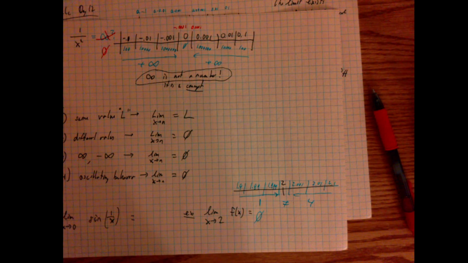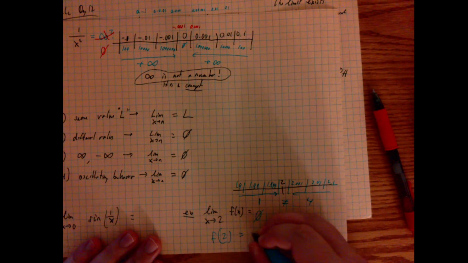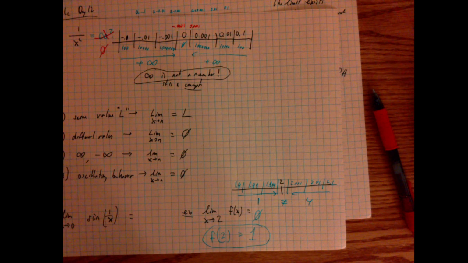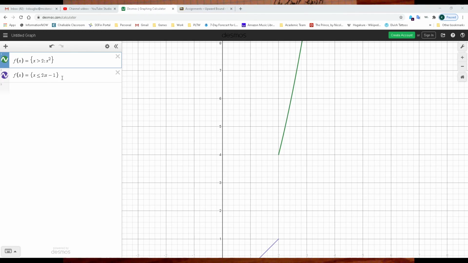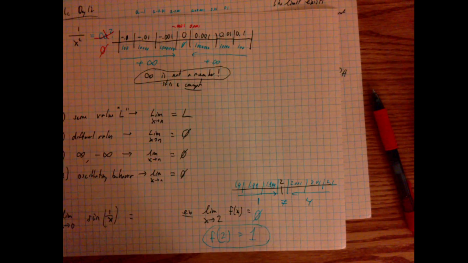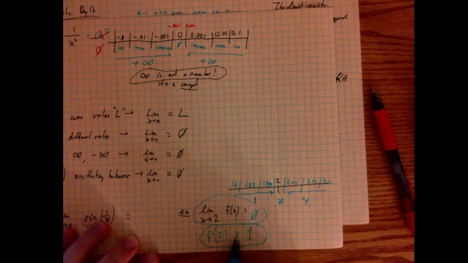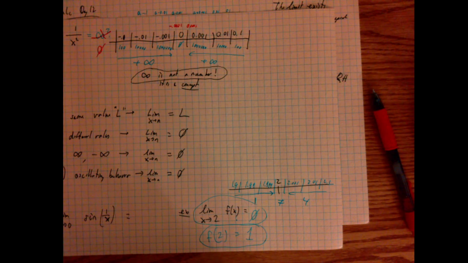in this example, what I want to make sure to point out, because of how these pieces were drawn, is the value at 2. The value at 2 is 1. Why is it 1? Because I can take 2 and plug it into this bottom equation, since it's less than or equal to 2, which means I have to plug it into this one. I can't plug it into that one, because x is supposed to be greater than 2. So for this example, the function's limit doesn't exist, but its value does. That's a big difference.